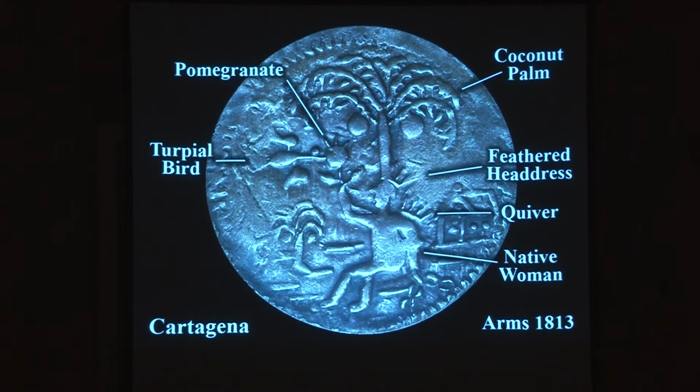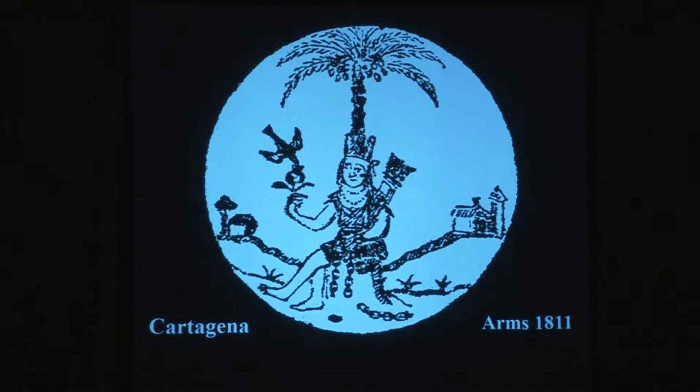And that's a good thing, because while these features may be difficult to actually recognize on this coin, we have the actual coat of arms from the same year to compare the coin with. And in this, we can see the features much, much more clearly. From the turpial bird, the pomegranate, the woman seated, the quiver with the arrows, the coconut palm, right? And she's even breaking a chain as she wrests herself free from Spanish domination in this image.